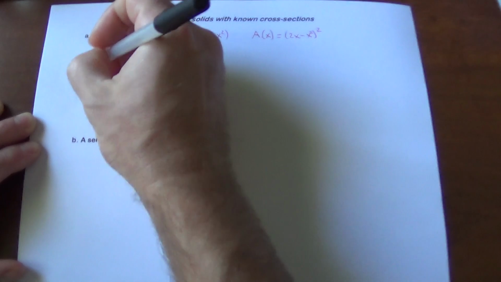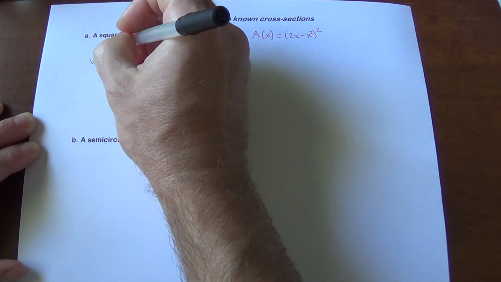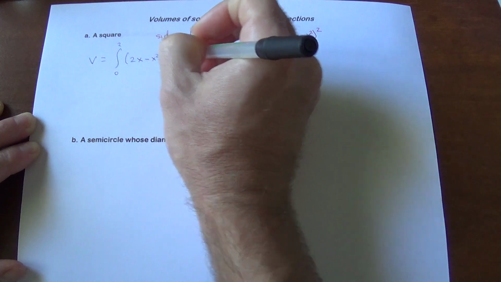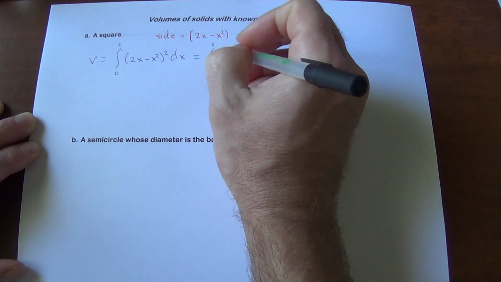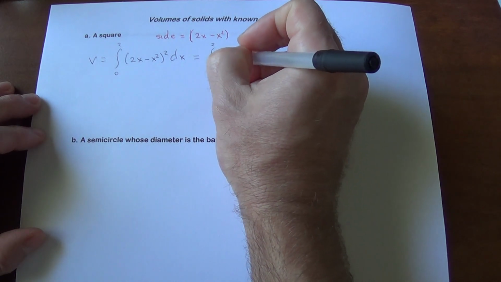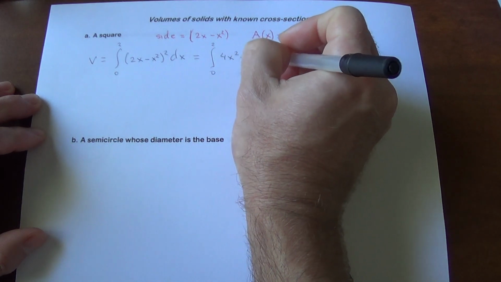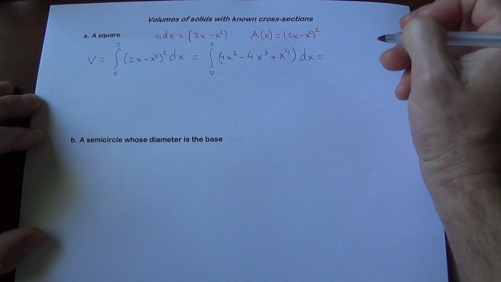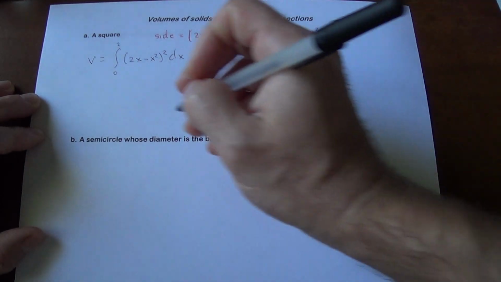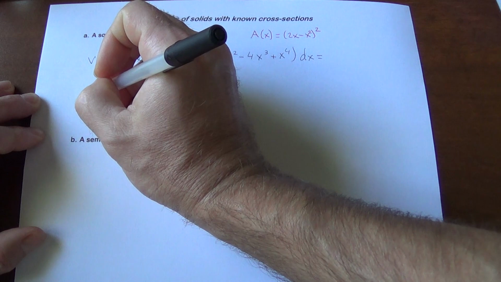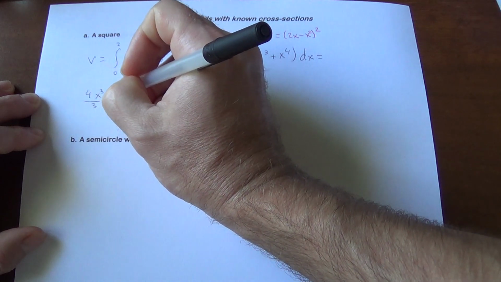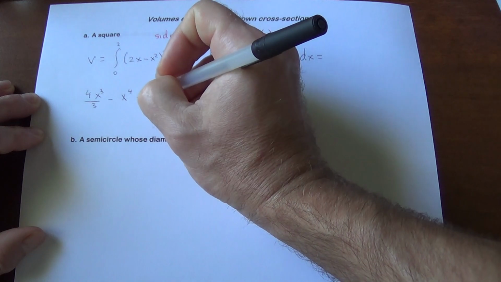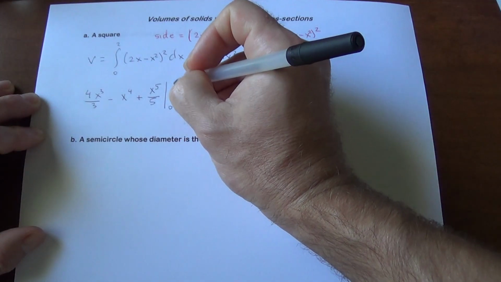So then our setup for the volume is going to be the integral from 0 to 2 of the area function, which is this, dx. So it's the integral from 0 to 2. Have a bit of algebra to do. 4x squared minus 4x cubed plus x to the 4th dx equals, we are going to integrate it now, so we're going to get 4x cubed over 3 minus x to the 4th plus x to the 5th over 5, all going from 0 to 2.